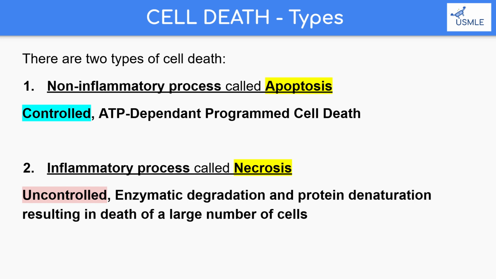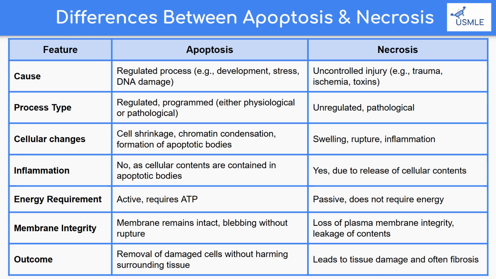Moving on to the deleterious outcomes of injury, cell death can take place by two mechanisms. One, a non-inflammatory process called apoptosis, which is a controlled ATP-dependent programmed cell death. Two, an inflammatory process called necrosis, which is uncontrolled enzymatic degradation and protein denaturation, resulting in death of a large number of cells. Here is a comprehensive yet consolidated highlight of the key differences between these two.